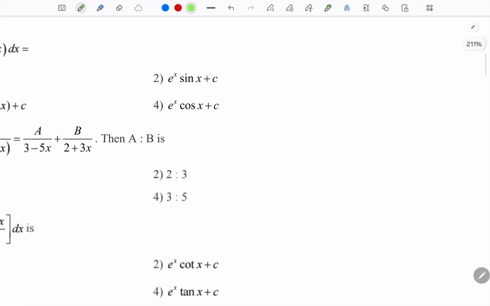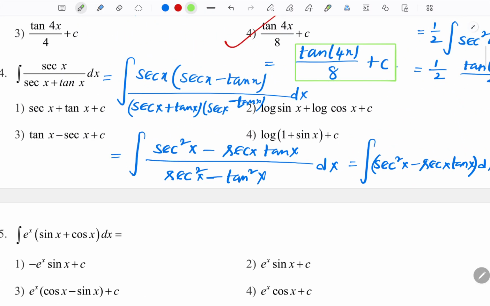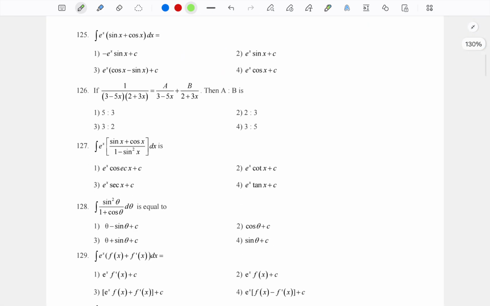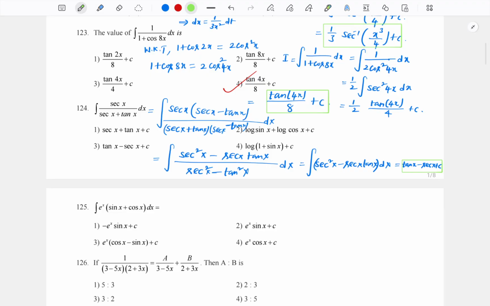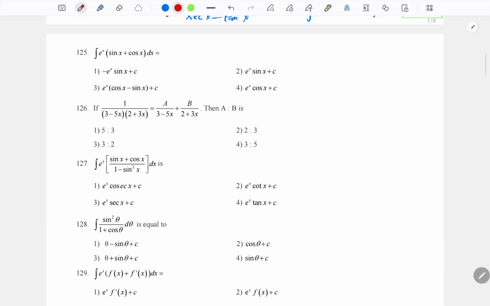So which one is the correct option? Tan x minus secant x plus c. It is option number 3, right? Next, it is a very basic question, right?